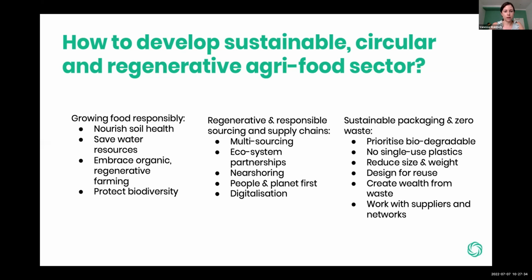And one option is partnerships with partners that are as close as possible, which is called nearshoring, and to look at things like that people and environment are in the center, and how can we develop a system together that is supporting that. And of course, the use of digital tools is very beneficial for that.